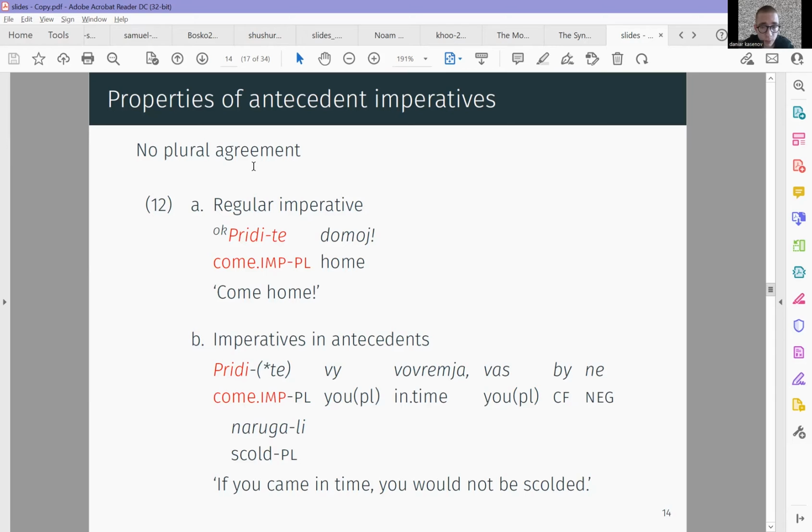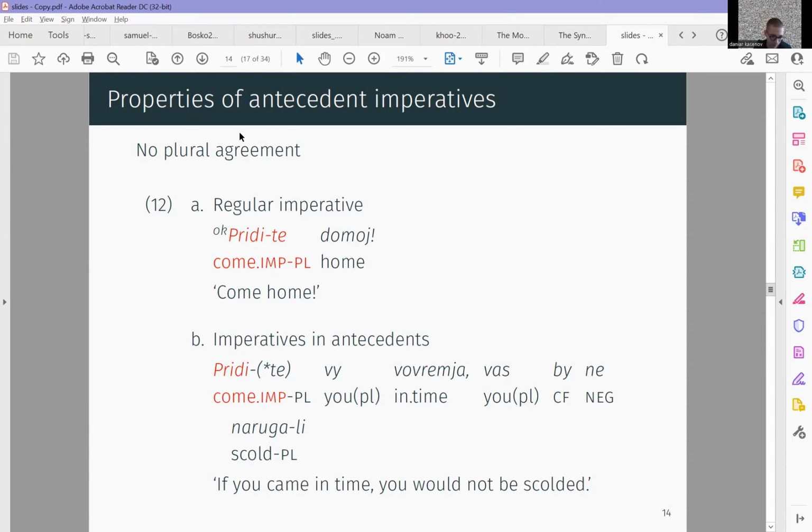Using plural imperative form in the antecedent is ungrammatical. You cannot say «Придите вы вовремя, вас бы не наругали», meaning "If you came in time, you would not be scolded." You can say «Приди вы вовремя, вас бы не наругали», meaning "If you came in time, you would not be scolded." But adding -te to it leads to unacceptability.